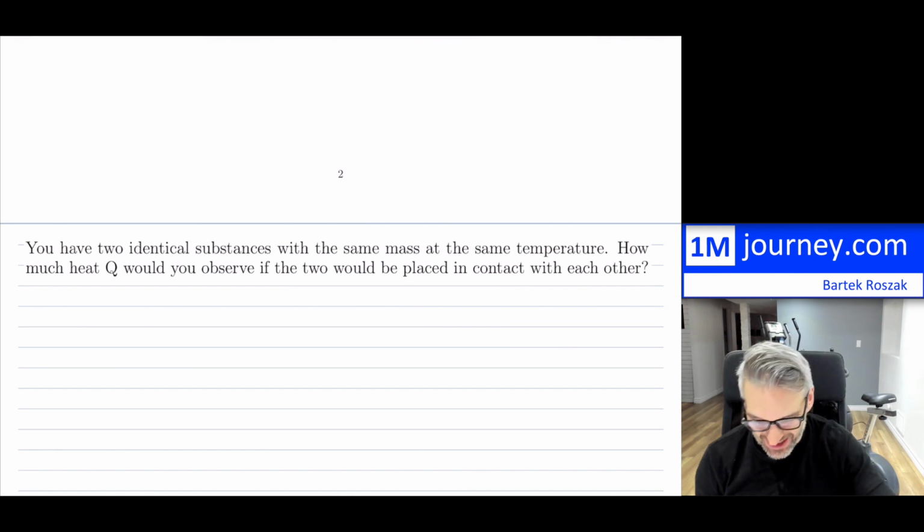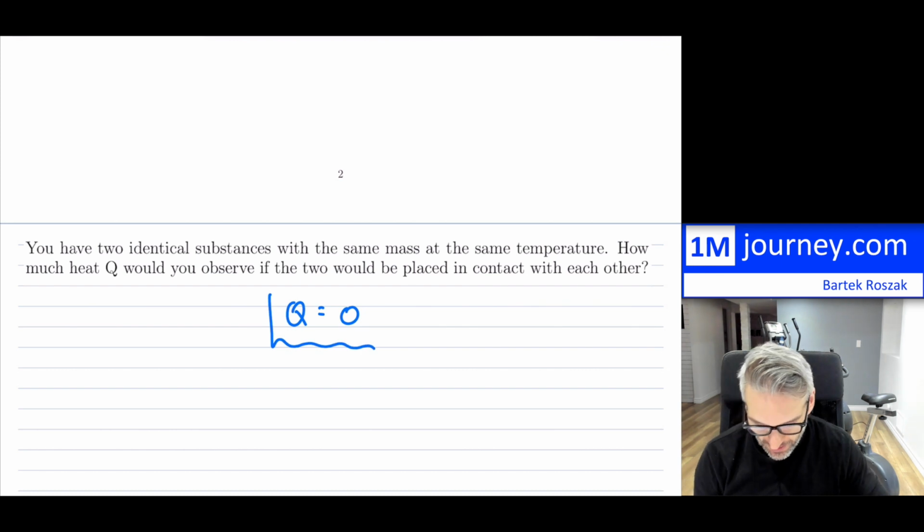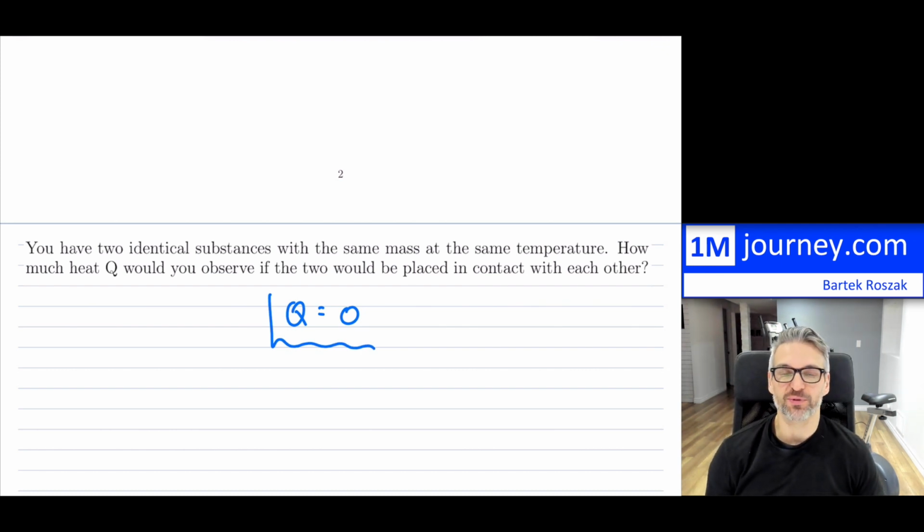So that is it. The answer for this one is that all you would see is 0, on average. That's the first example for you.